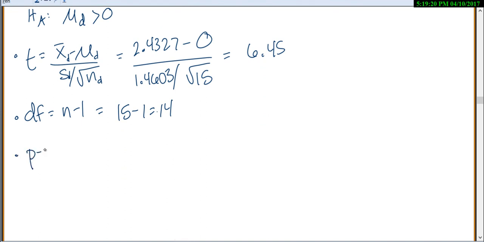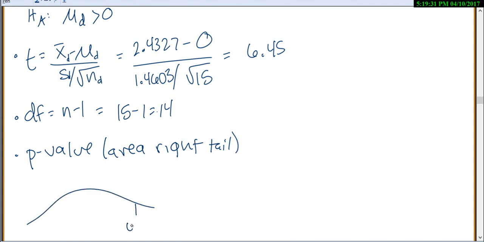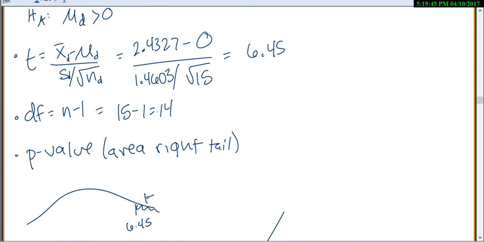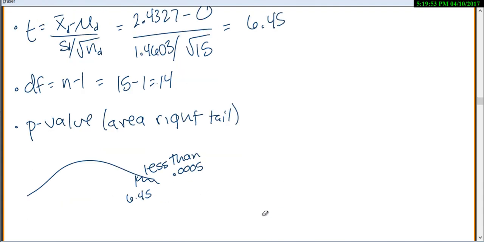For your p-value, because this is a greater than alternative, we want the area in the right tail. So here's my 6.45, and we want the area to the right. So t-table, 14 degrees of freedom. We're looking for the number 6 point something, so that's way off here. So my p-value is smaller than 0.0005. So my p-value is less than 0.0005.